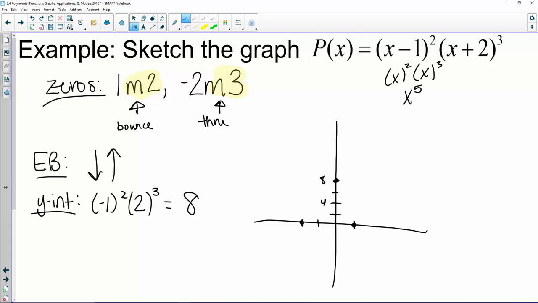So I'm drawing it starts at the bottom. At -2, my graph just goes through. So I'm going to go through this point. I have to hit my y-axis at 8. Coming down, I hit at 1, but what happens to my graph at 1? Bounces. So it's not like a corner, it's just curved, it's just coming back up. Does that match my end behavior that we said we'd have?